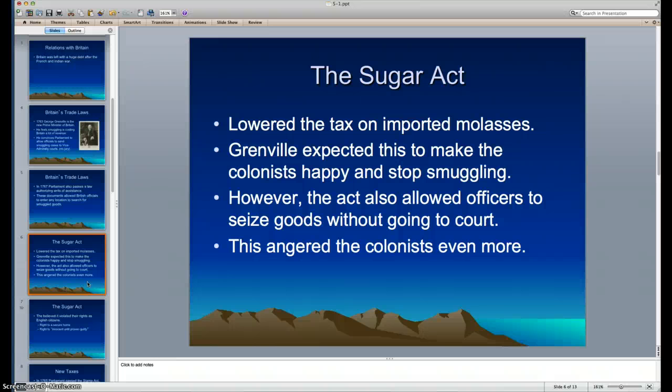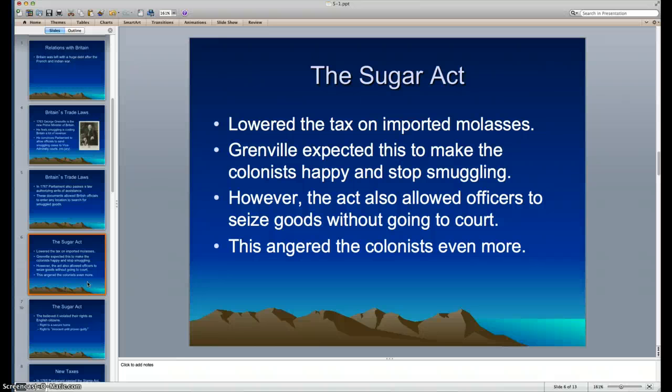But what he kind of tried to sneak in there was he wanted them to be able to seize goods without going to court first. So he wanted British officials to be able to go into people's houses, accuse someone of smuggling, and then not have to go to court and just take the goods.